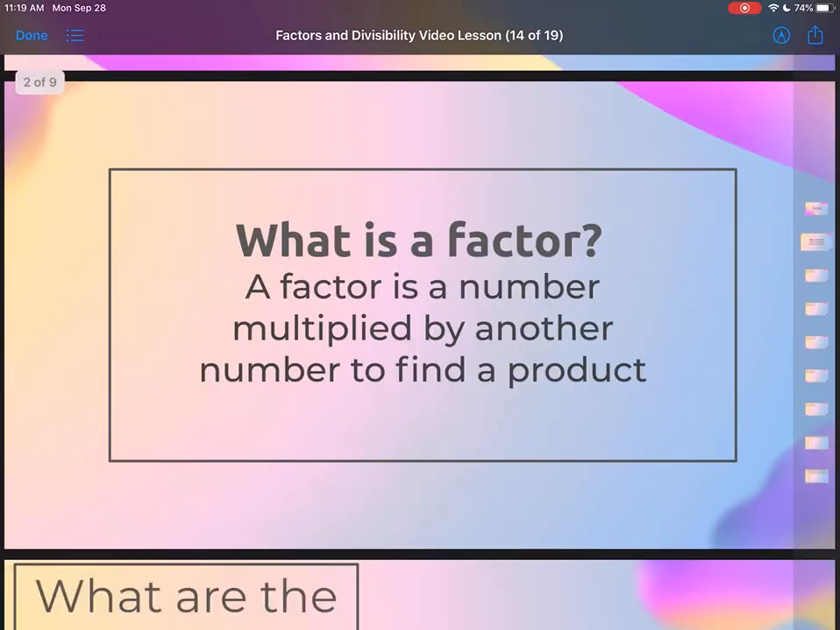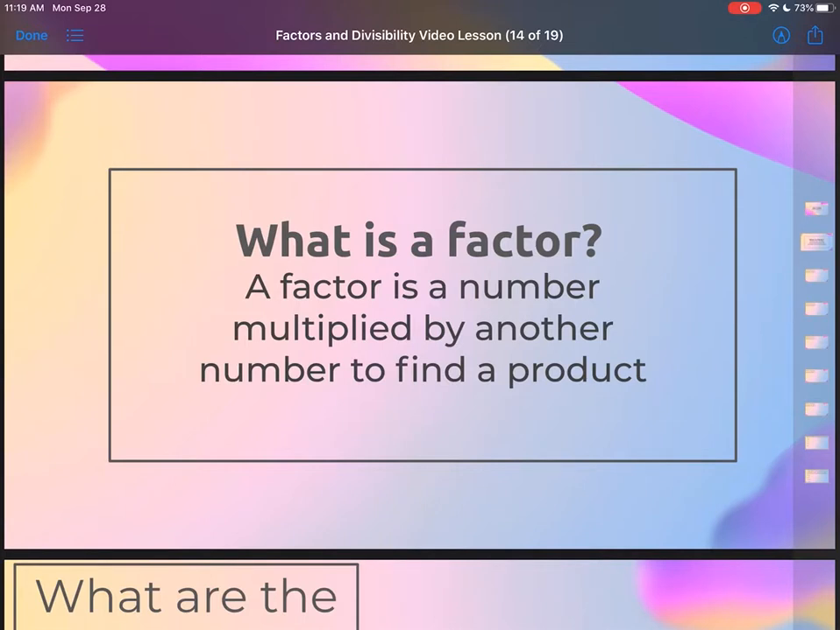Well, what is a factor? Well, a factor is a number multiplied by another number to find a product. So anytime you're dealing with multiplication problems, like let's say I have 2 times 3 is equal to 6. The numbers that I'm multiplying, so in that case it would be 2 and 3, those are factors of 6. So numbers that multiply to get another number, to get your answer, your product, are going to be factors.